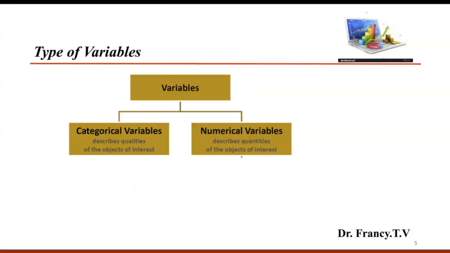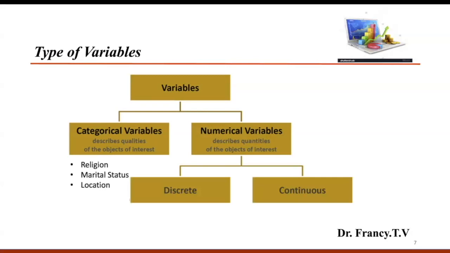Variables are generally classified into two types: categorical variables and numerical variables. Categorical variables describe qualities of the objects of interest, whereas numerical variables or quantitative variables describe quantities of the objects of interest. Variables such as religion, marital status, location, gender, etc. come under categorical variables, whereas variables such as number of children, number of employees, number of defects, weight, height, price, etc. come under quantitative variables or numerical variables.